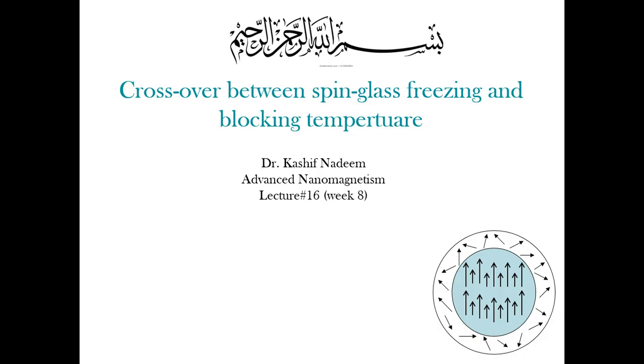In the previous lecture we learned about the surface spin glass behavior in maghemite nanoparticles, in which the spin glass peak was not very well separated from the blocking peak. We had an overlap of both peaks, but still we were able to identify the presence of spin glass behavior by some indirect measurements, models and calculations.